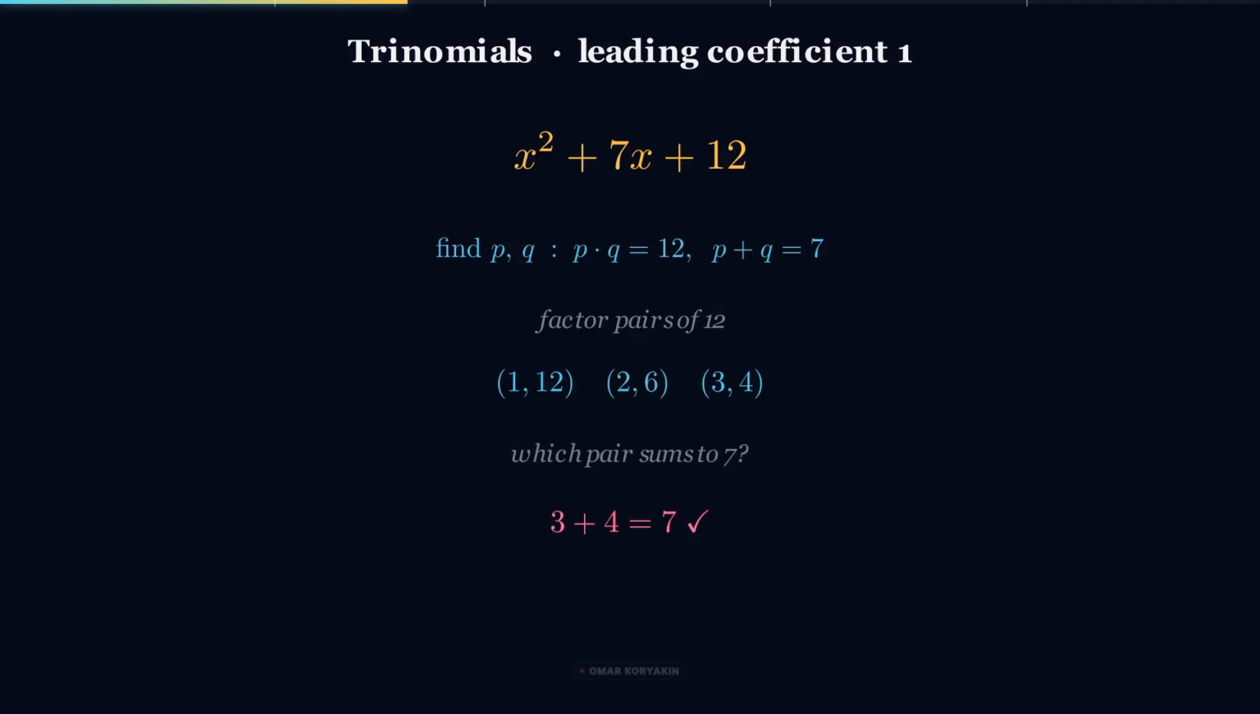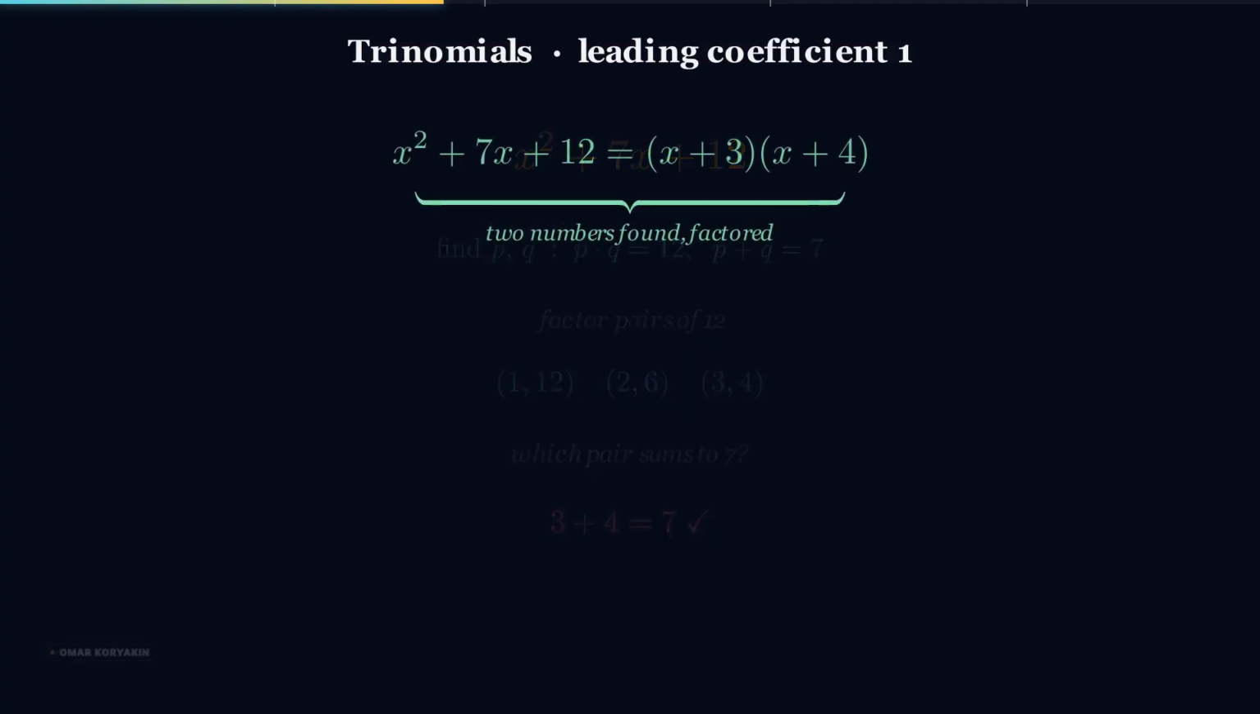Check the sums. 1 plus 12 is 13, not 7. 2 plus 6 is 8, not 7. 3 plus 4 is 7, which is exactly b. The pair we want is 3 and 4. Write the factored form. The trinomial equals (x plus 3) times (x plus 4). The sign of each number lands directly inside its binomial, and the multiplication produces the original trinomial when expanded.